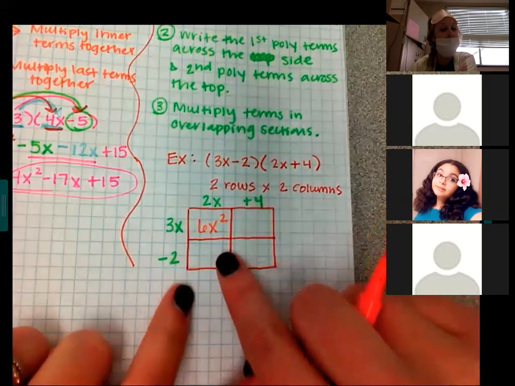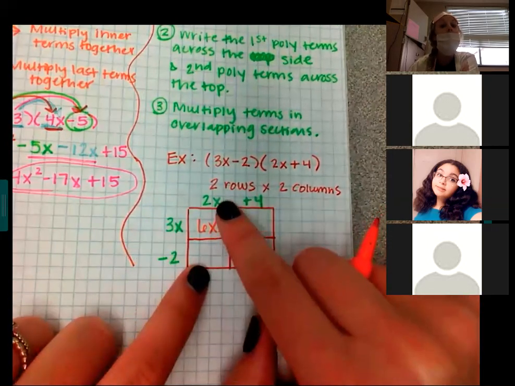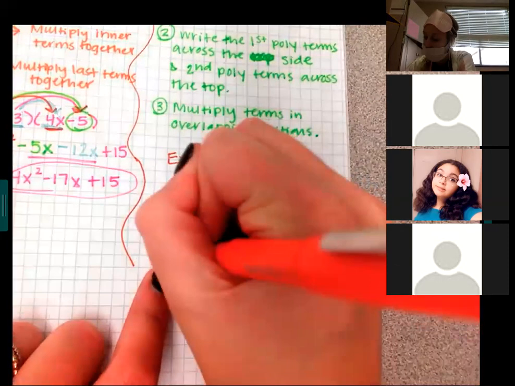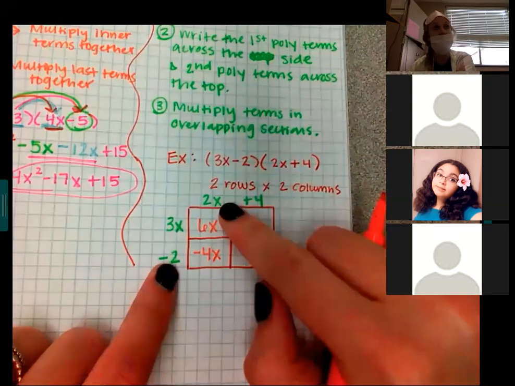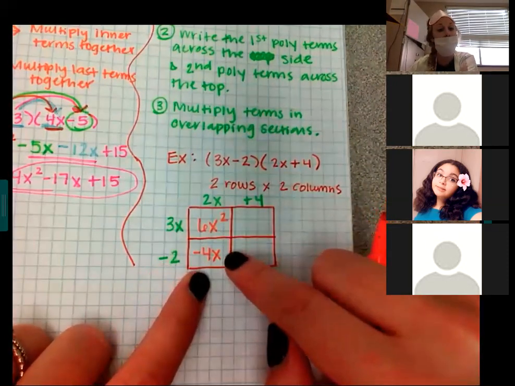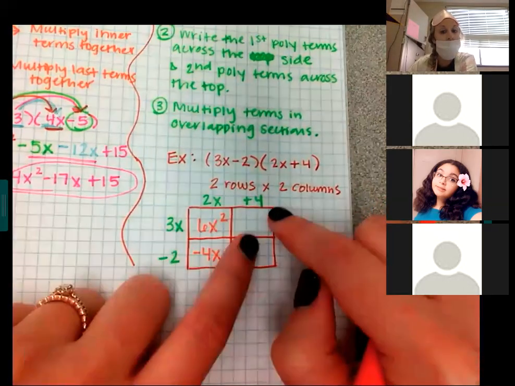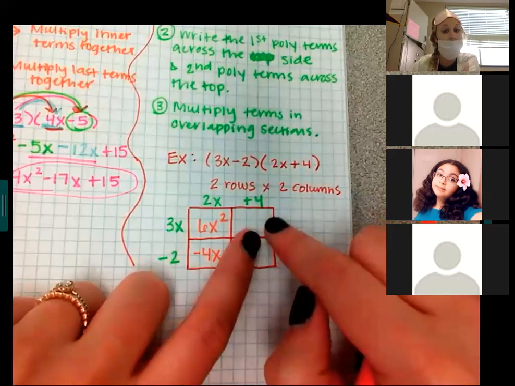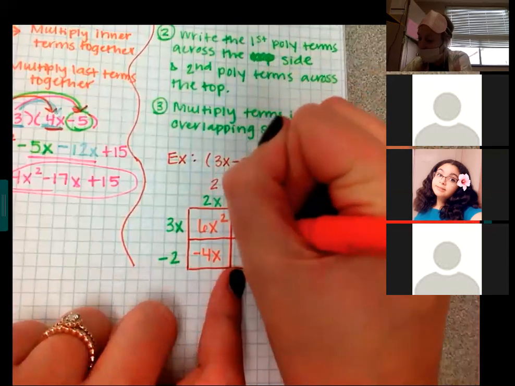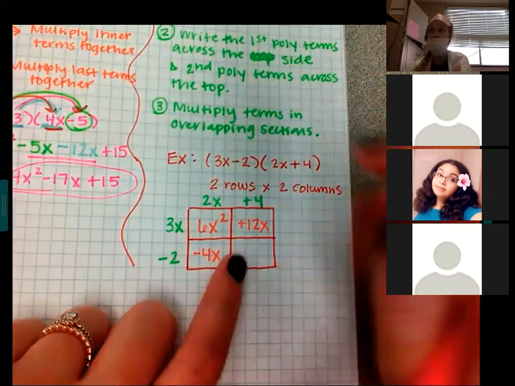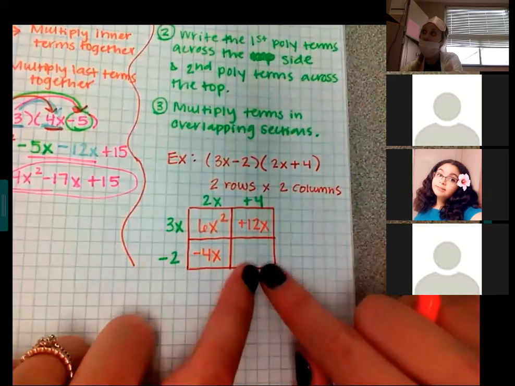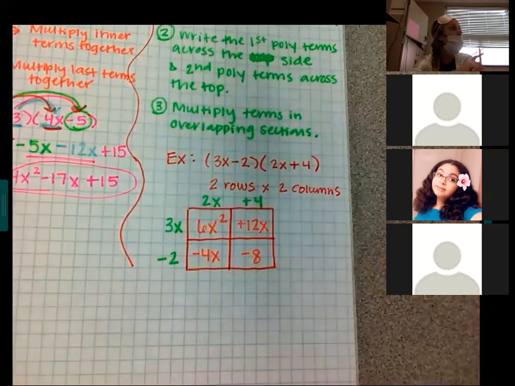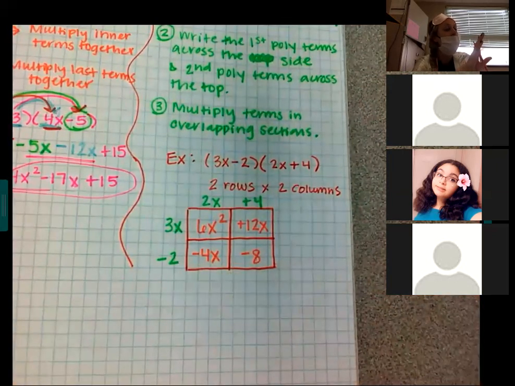Now, what overlaps in this bottom box right here? Negative 2 and 2x. So what's negative 2 times 2x? Negative 4x. Very good. There's only 1 x in this bottom box. You got to pay attention. Look in this next box, what overlaps up here? 4 and 3x. So what's 4 times 3x? 12x. Positive 12x, I'm going to put the plus. And then look in your bottom box, what's negative 2 times 4? Negative 8.